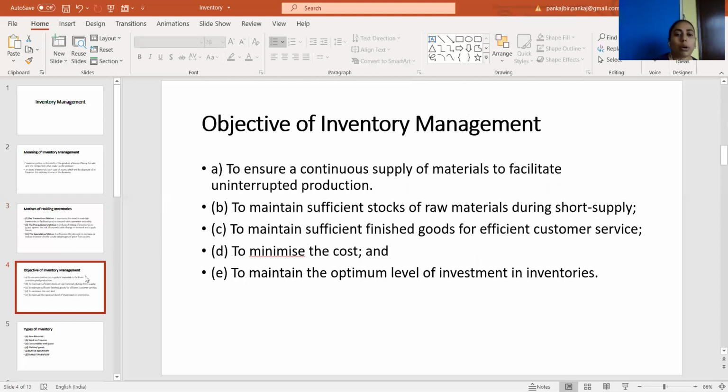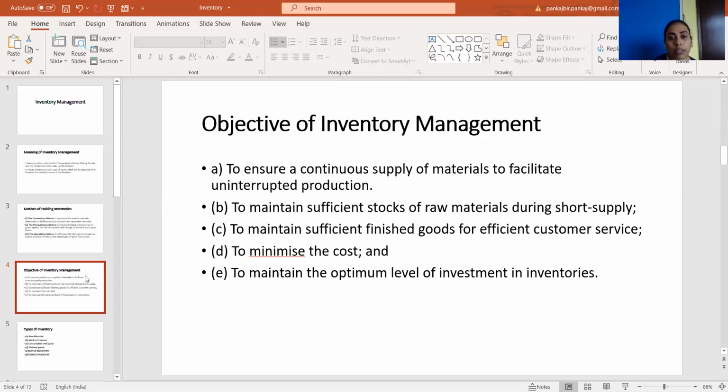And now we move on to the objectives of inventory management or holding of inventory. First is to ensure a continuous supply of material to facilitate uninterrupted production. Why do you store raw material? This is the motive for which you hold raw material, because you don't want to interrupt your production process. So for the continuous supply in your production process, organizations hold inventories.